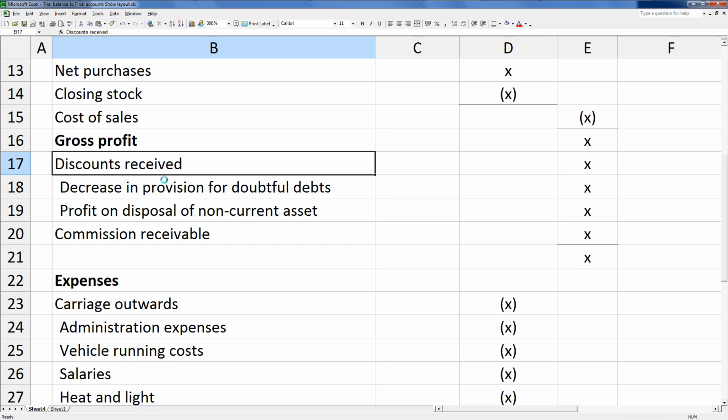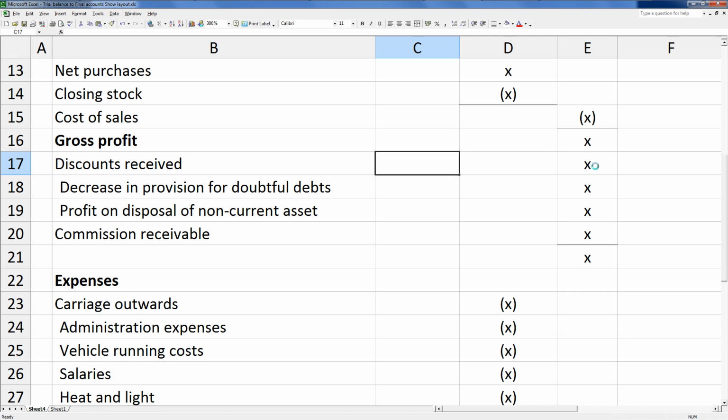And that benefits the supplier because they get better credit control, better cash flow, better inflows of cash. Decrease in provision for doubtful debts. Again, I mentioned that in the previous one, but it needs more time to go through that rather than now. Just do the layout. Profit on the disposal again.